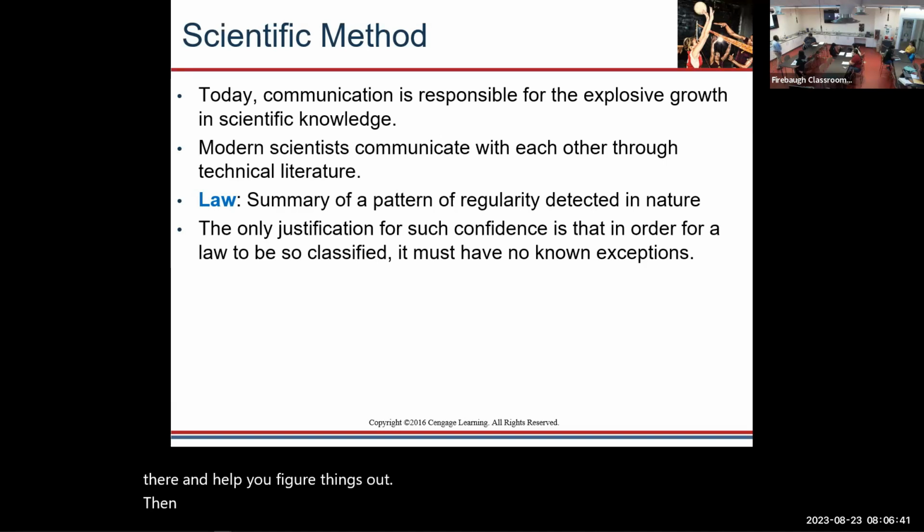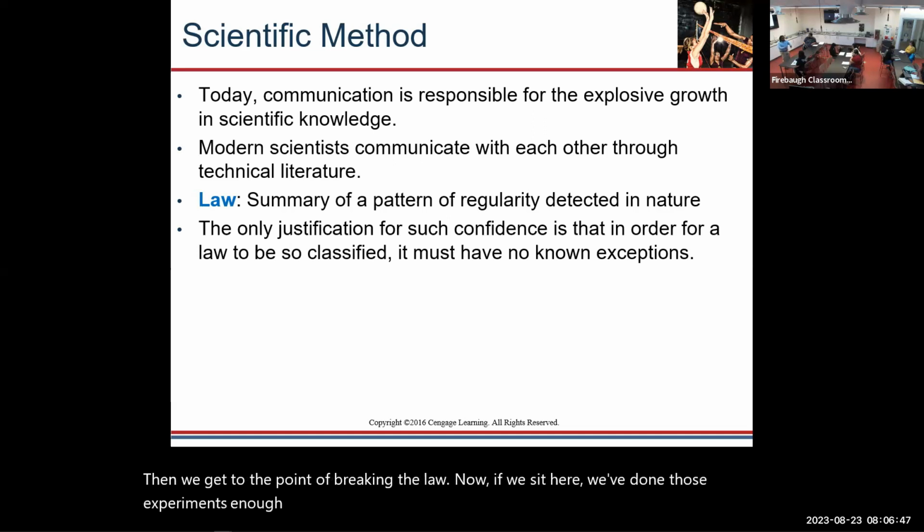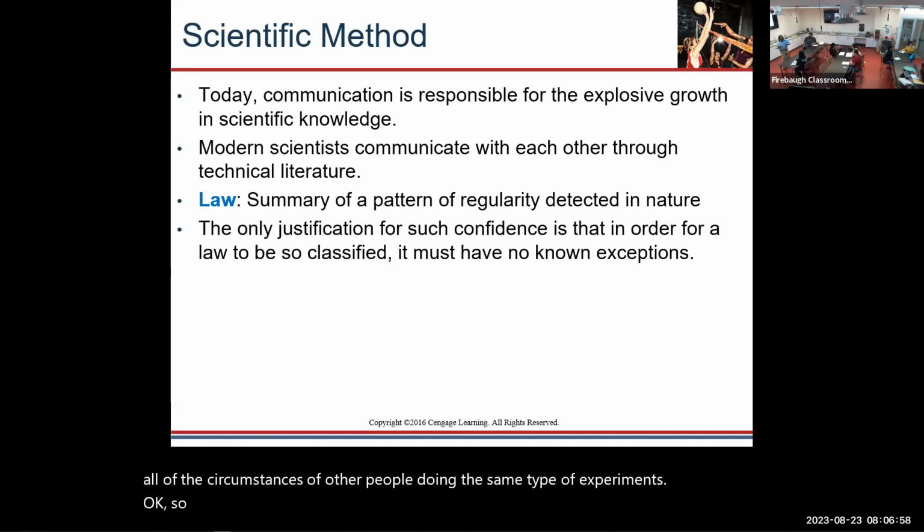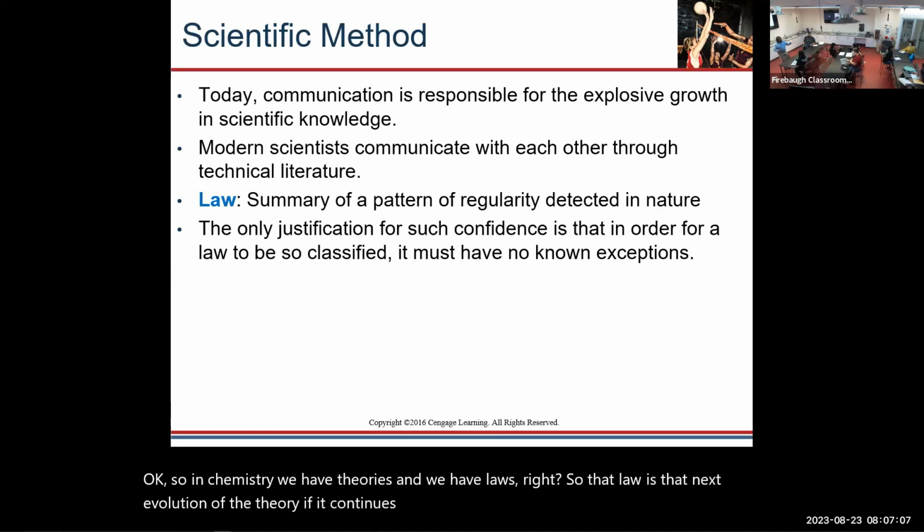Then we get to the point of making it a law. If we've done those experiments enough, that theory will become a law because it's held up to be true under all the circumstances of other people doing the same kind of experiments. So in chemistry, we have theories and we have laws. That law is the next evolution of the theory if it continues to hold up.